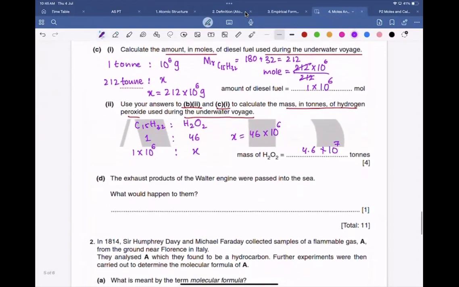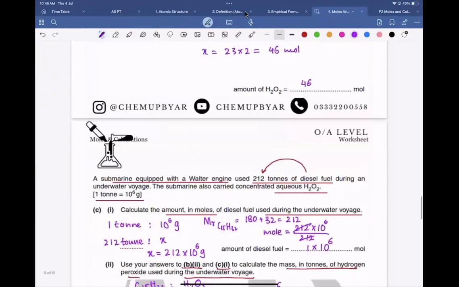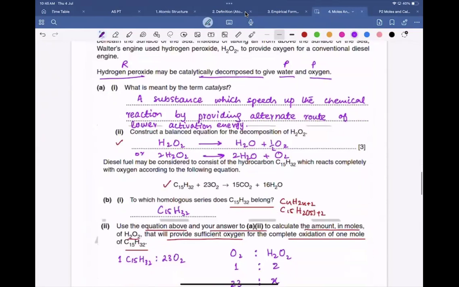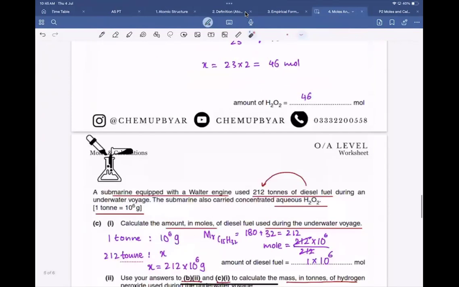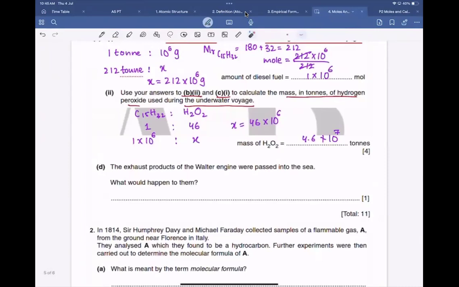Now, part D. Can you tell me the answer? They would react with water. Okay, what are the products? The products are carbon dioxide and water. Okay, water just gets mixed. So there is no need to talk about water because it's already water, right? In the sea. So what happens with the carbon dioxide?